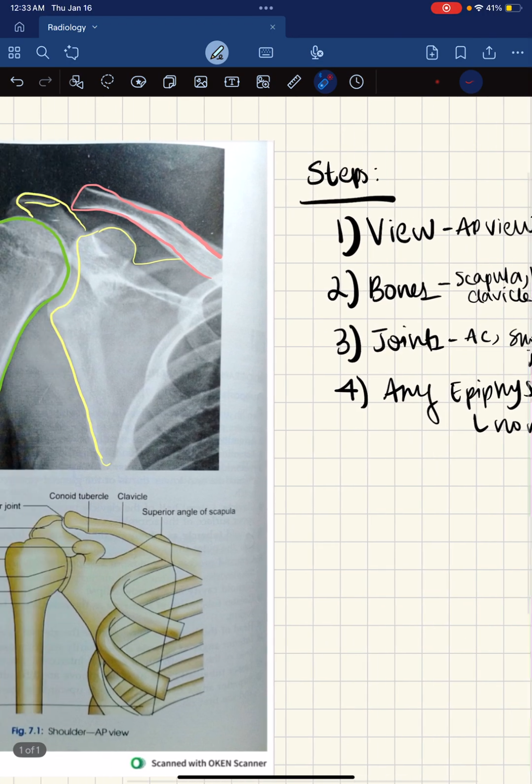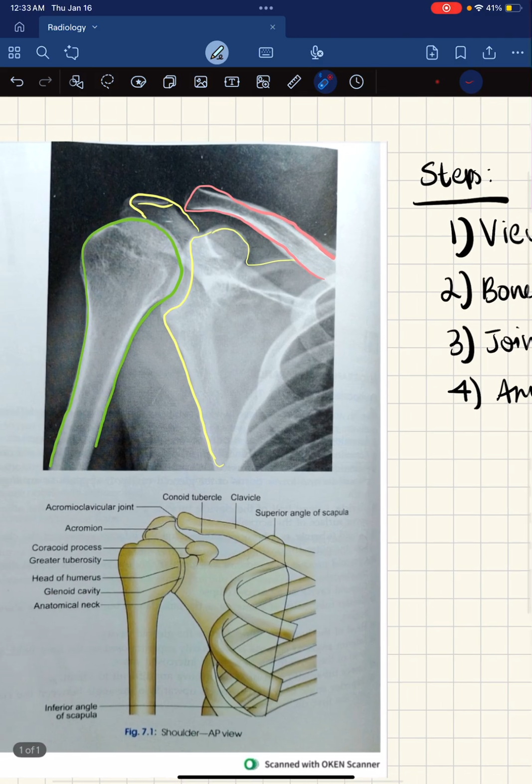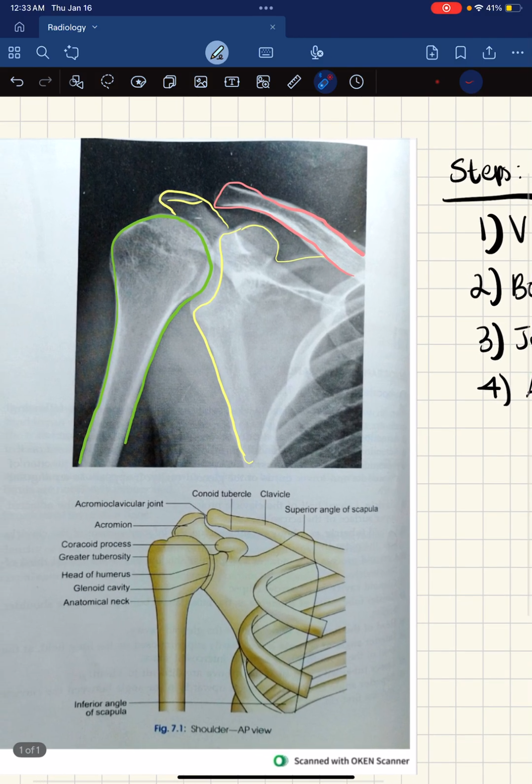Before talking about the view, you also have to talk about another important thing, if it's a plain or a contrast X-ray. But in the case of the upper limb, usually we don't have any contrast X-rays. It's usually just the plain X-rays that we're going to be looking at. So first we talked about that this is a plain X-ray, and then we came to the view in this case, which was the AP view.